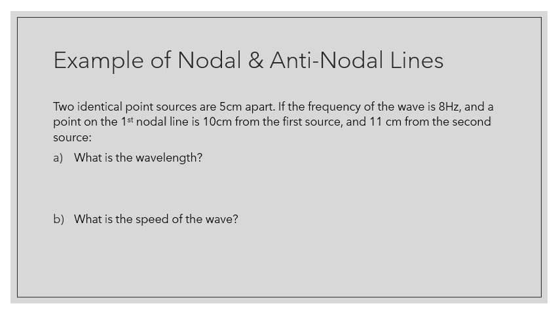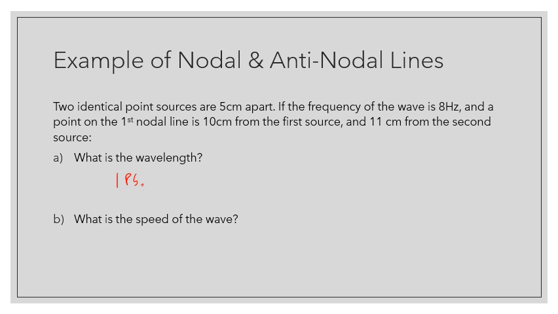Two identical point sources are 5 centimeters apart. If the frequency of the wave is 8 Hz and the point on the first nodal line is 10 centimeters from the first source and 11 centimeters from the second source, what is the wavelength and what is the speed of the wave? Alright, it's on the nodal line, so we use this equation.